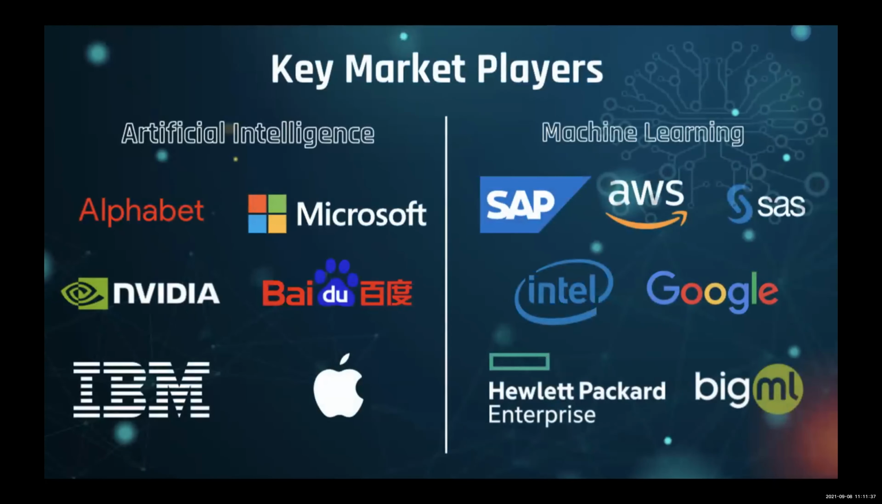So we know that Alphabet, Microsoft, Nvidia, Baidu, IBM, and Apple are focusing more towards artificial intelligence, whereas companies like Amazon Web Services, SAP, Intel, Hewlett Packard, BigML, Google, and SAS are focusing more on machine learning technologies, because their clients have a requirement, and also because they want to have internal development. Amazon Web Services certainly has huge internal development in machine learning.